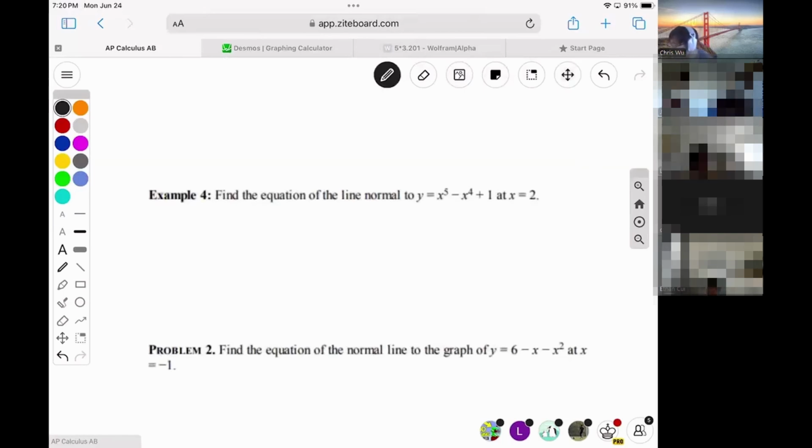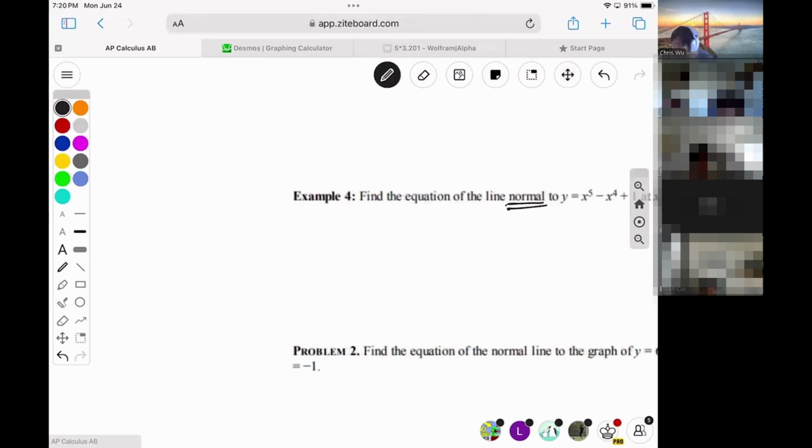Find the equation of the line normal. So be careful. Sometimes it's for tangent, sometimes it's for normal. So what is normal? Well, if I have an equation that has a certain tangent line at this point, a normal line is a line that is just going to be perpendicular to it. That's all that is. A line that is normal to the tangent line is called the normal line at that point. And you probably guessed how we're going to do this.